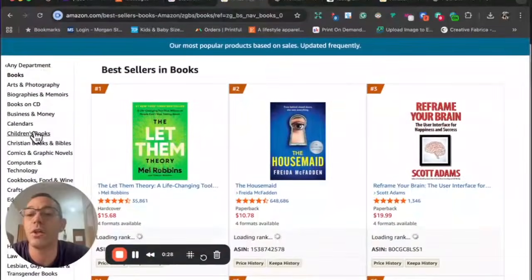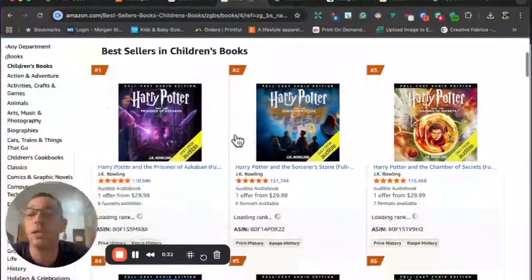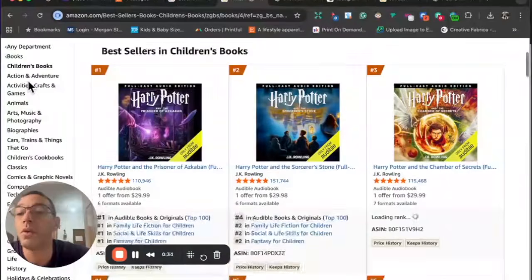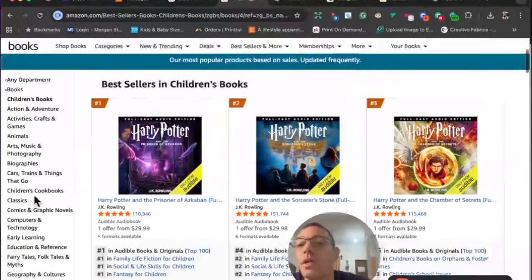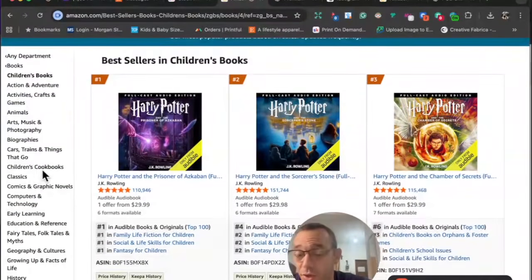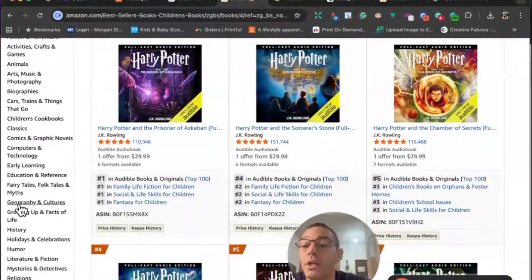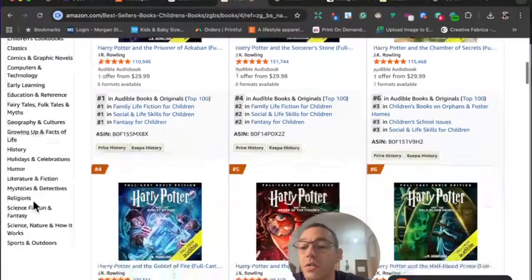So right here, we're going to see children's books, and here we will be able to see all the best sellers. Now, obviously, we don't want to do anything that says Harry Potter, but what we do want to do is come over here. Let me get my face out the way, and we're going to see all these niches for children's books. Some of these actually kind of surprised me, like children's cookbooks. Who would have thought about that? And there's a whole bunch, like, let's see, we got computers and technology, early learning. That's a really popular one. Geography and culture, history. So you can see it just kind of goes on and on.